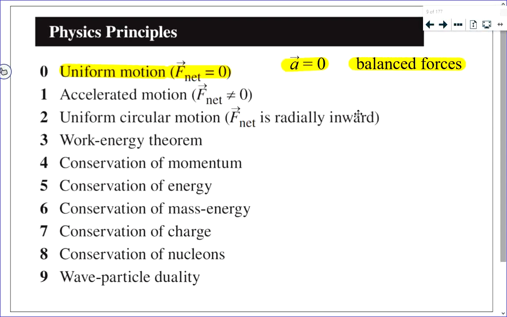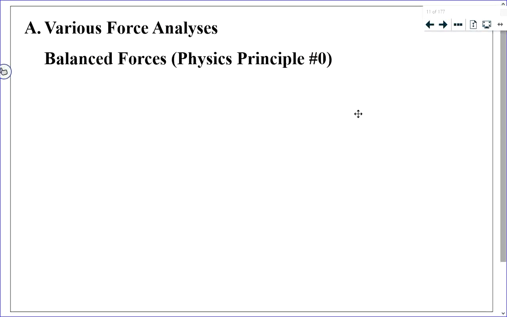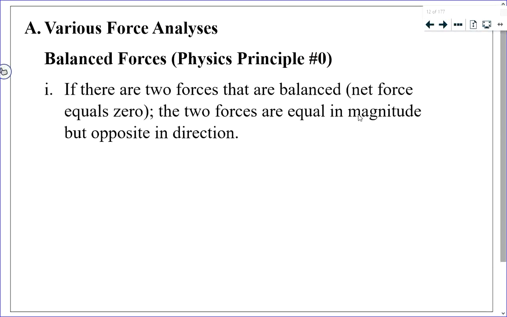However, that does include masses that are stationary, and more often than not, in Physics 30, when we consider applying uniform motion, the phrase uniform motion can be a little misleading because we're dealing with objects that are stationary. A stationary mass is considered uniform motion because it is not accelerating. Its velocity is constant. So, we're dealing with balanced forces. If there are 2 forces that are balanced, then the net force is equal to 0. And those 2 forces must have equal magnitudes but opposite directions.